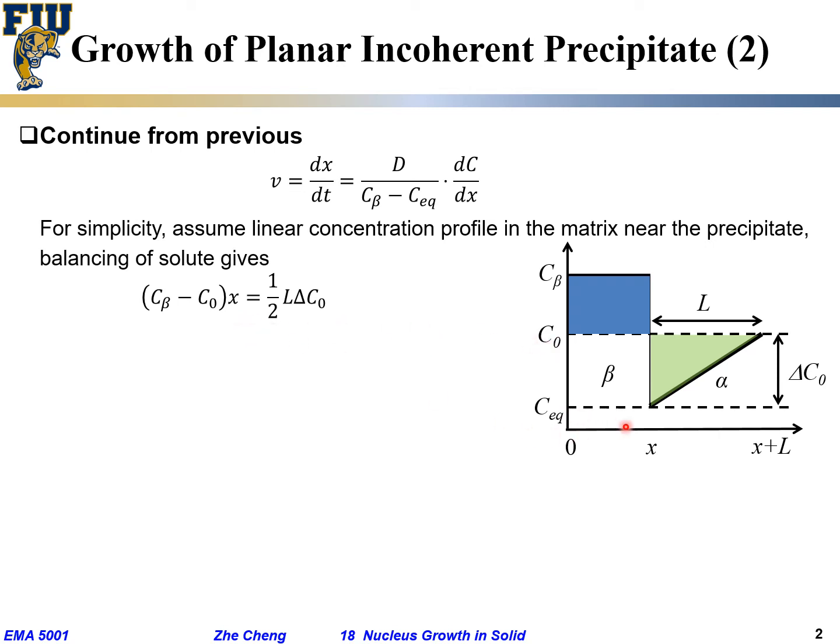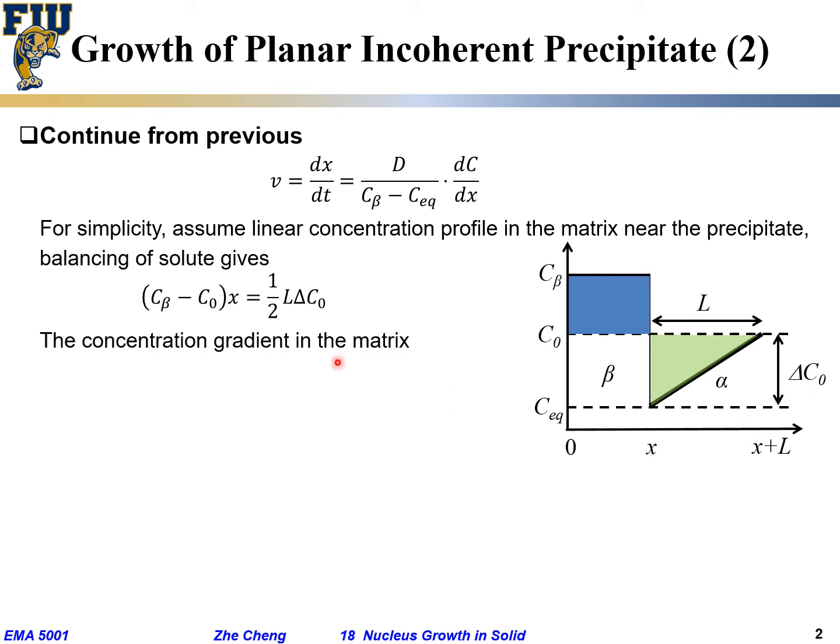X is the precipitate thickness or beta phase thickness. Thickness times C beta minus C0. That's the difference in the precipitate and the matrix. This blue square area would be equal to the green triangle area, which is half of depth times the gap, which is the concentration difference.